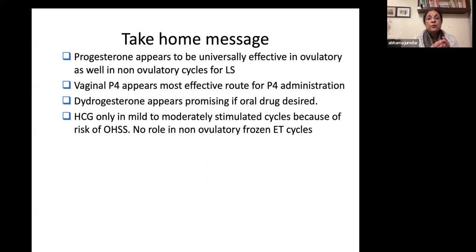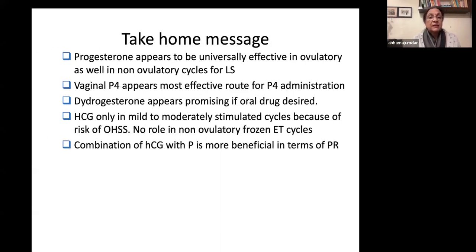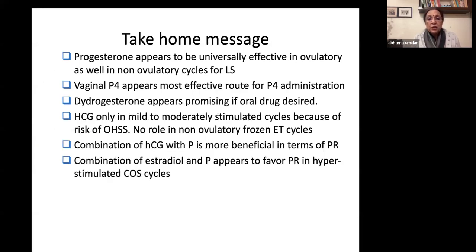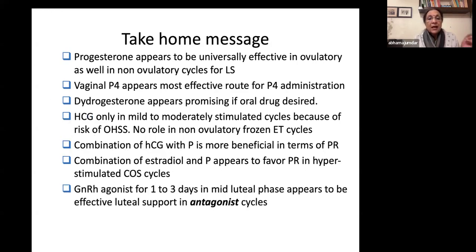Please, I beg of you, don't use it when you've not made a corpus luteum. I see nth number of prescriptions using HCG in patients who have gone through HRT embryo transfer cycles. Combination of HCG with progesterone is more beneficial in terms of pregnancy rate. So HCG is good with progesterone, but then combination of estradiol and progesterone appears to favor pregnancy rate in hyperstimulated COS cycles. And the last is GnRH agonist for 1 to 3 days in luteal phase appears to be effective luteal support in antagonist cycles.